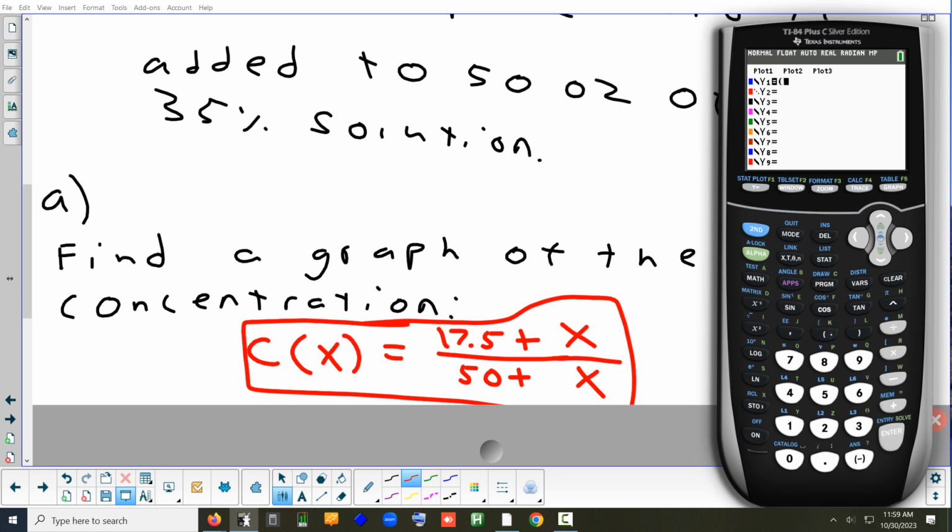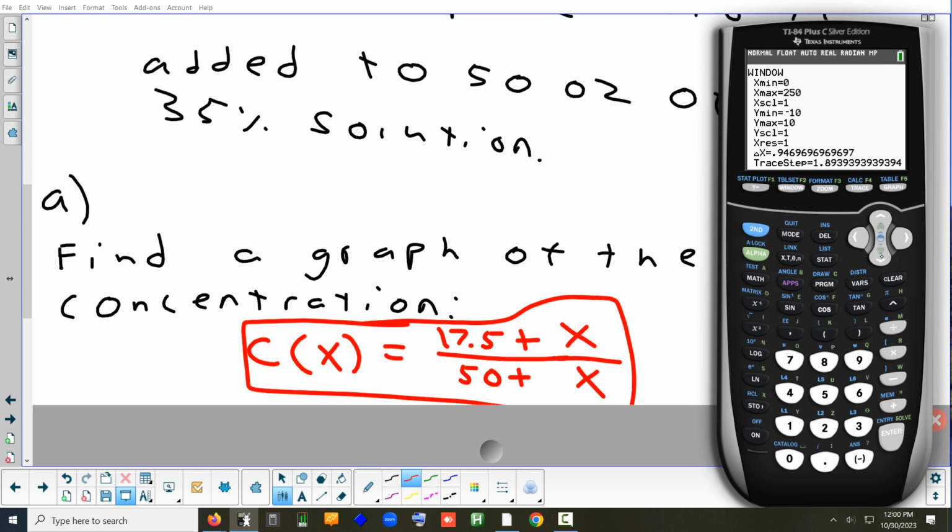When you do it, just put it in parentheses: 17.5 plus X, divided by 50 plus X. Now, if you don't set your window right, this is going to look like a flat line. You just can't even tell what's going on there. What's the lowest amount of acid that you could pour in? 0. You can't pour in less than 0. The maximum, well, there's no limit. It just depends how much acid you have available.